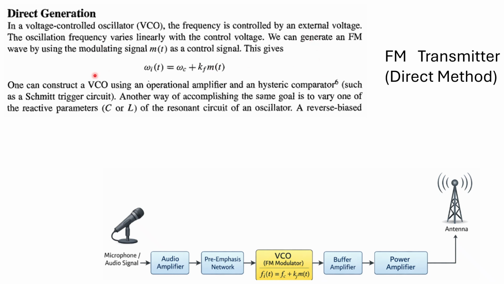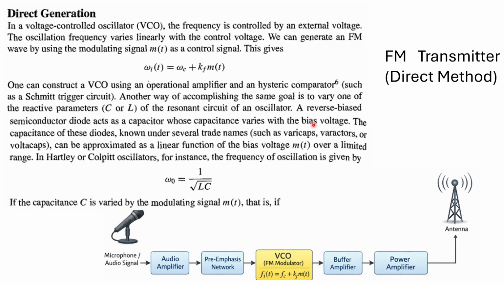So we can generate FM by using the message signal m(t) as a control signal. This gives the instantaneous frequency, which will be equal to the carrier frequency plus k_f m(t). So clearly you can observe that the instantaneous frequency depends on both the carrier frequency and the message signal. That leads to the frequency modulation. One can construct a VCO using an operational amplifier and a hysteresis comparator. Another way to accomplish the same goal is to vary one of the reactive parameters, that is C or L, of the resonant circuit of the oscillator.